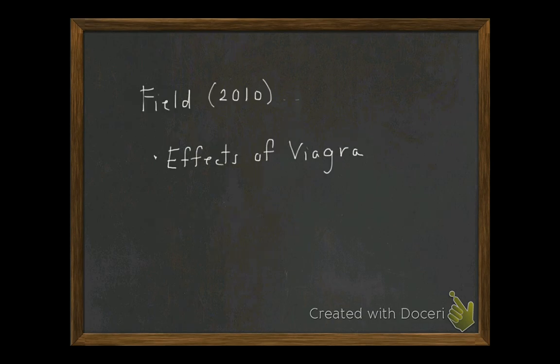So, guys, there's a study that was done, a data set I'm going to use, and it's by Field in 2010, and it's the effects of Viagra. What they first did is they just ran an ANOVA, and they measured as Y the libido, and to be honest with you, I don't know how they measured that, but I do have the data set, and X was the dose of Viagra.